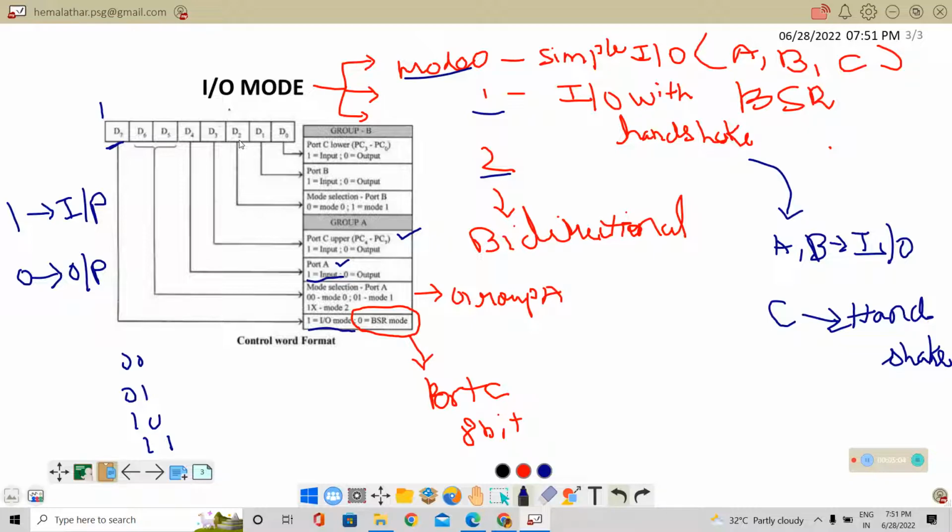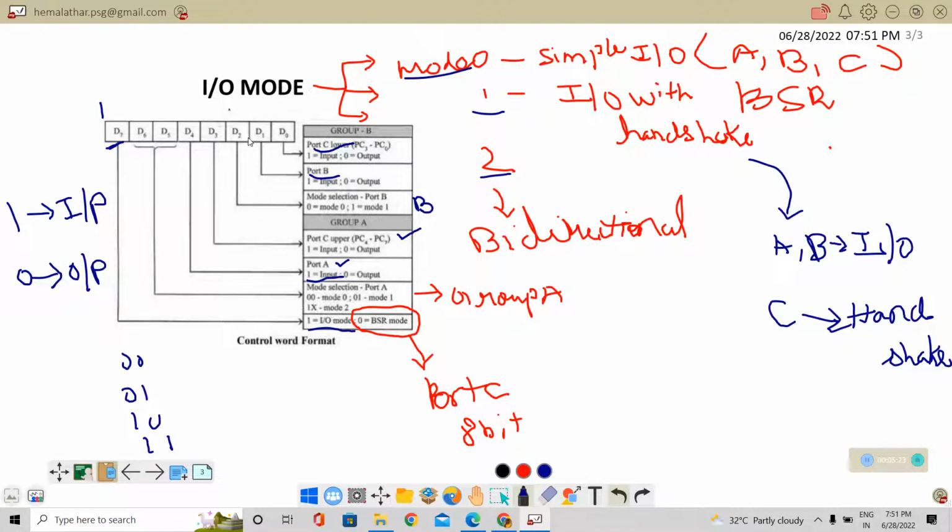Next, your D2 is going to tell you the mode selection for group B. Group B belongs to which ports? Port B as well as port C lower. So your D1 is going to tell you, and this D2, that is the mode selection I told you for group B, no?